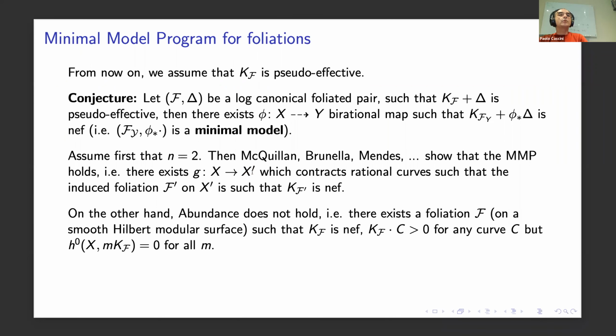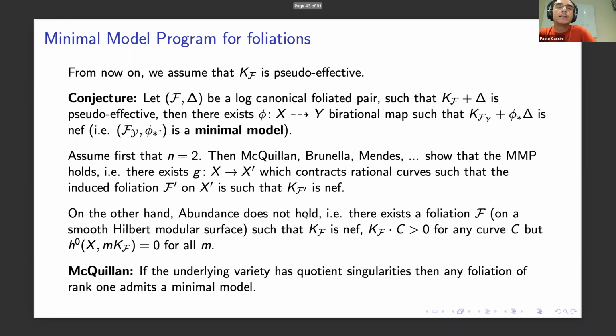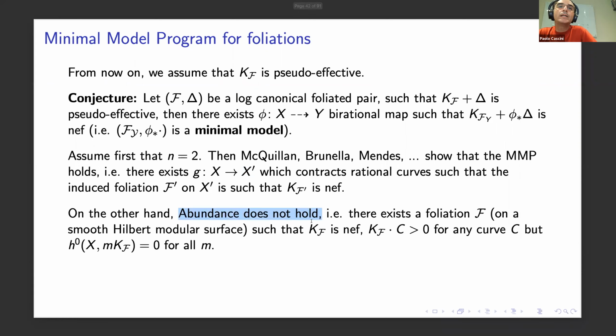On the other hand, the bad news is that abundance is false. And this will create for us quite a few problems, which we're going to investigate later on. So what does it mean? It means that there exists a foliation F, and there are many examples, but this is one particular example, for which K_F is nef. Actually, it's positive on every curve, but it has no section whatsoever. I mean, no multiple of K_F has sections.